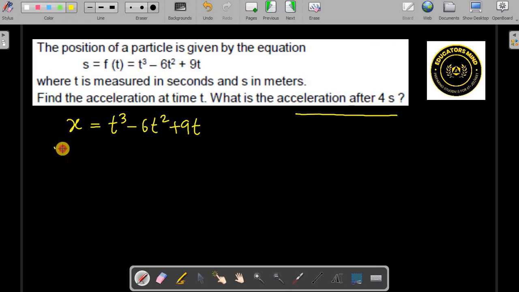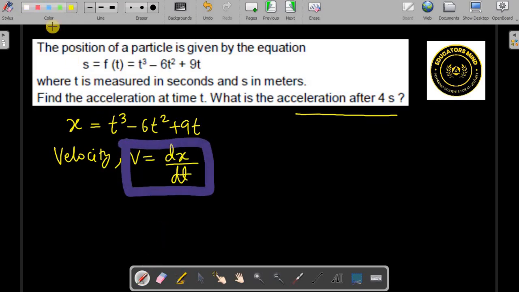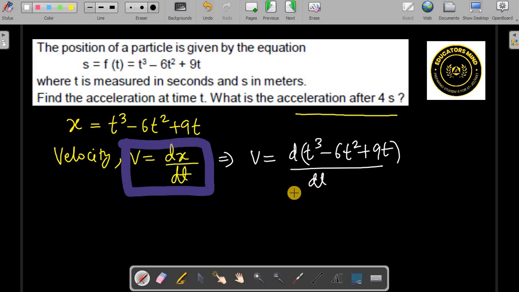So let's first find velocity. Velocity is defined as v is equal to dx by dt. This application you have to remember: velocity is defined as the rate of change of position. Okay, so now we can do the differentiation and calculate velocity first. Differentiate t cube minus 6t square plus 9t with respect to t. When you differentiate, t cube gives 3t square, minus 6t square differentiation is 2t, plus 9 comes out, t differentiation with t is 1, right? So this is the velocity.